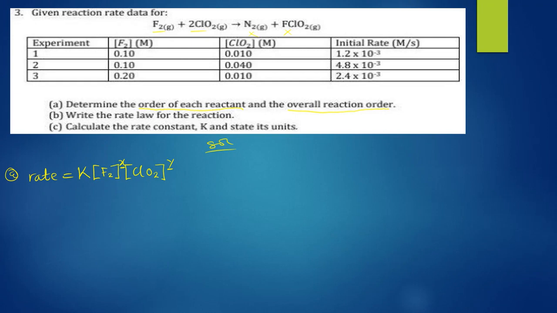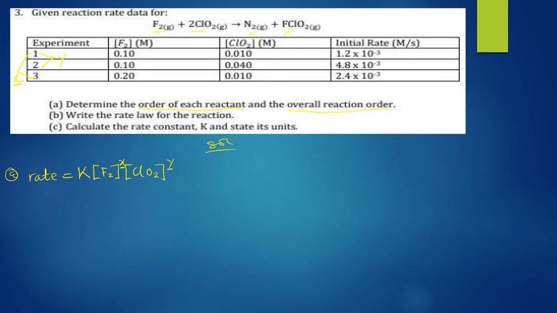So this X, we're going to determine it with the help of this table you're seeing here. X and Y, these same 2 orders, we're going to determine with the help of this table. For us to determine X, we're going to use experiment 1 and 3. It will help us determine this order X. And then experiment 1 and 2 will help us determine this order Y.